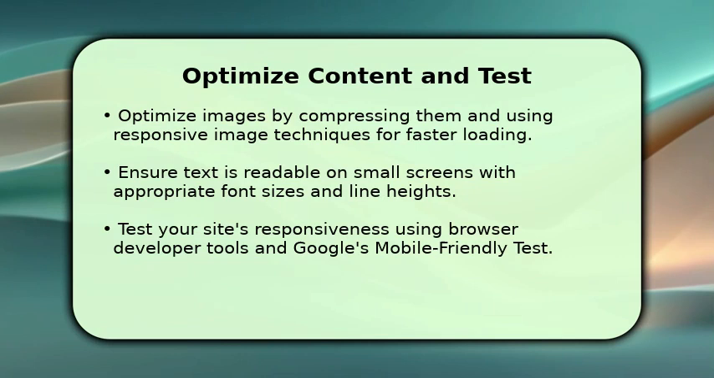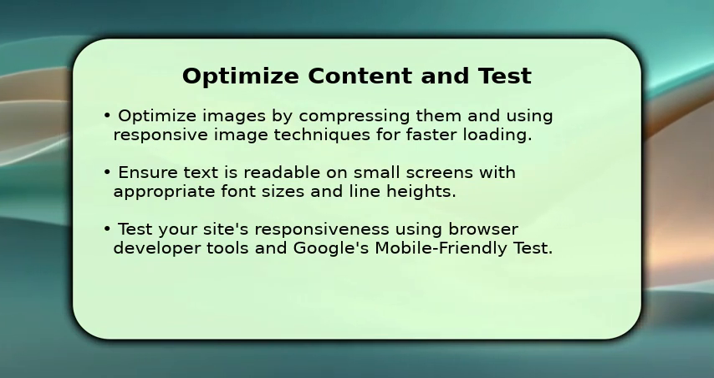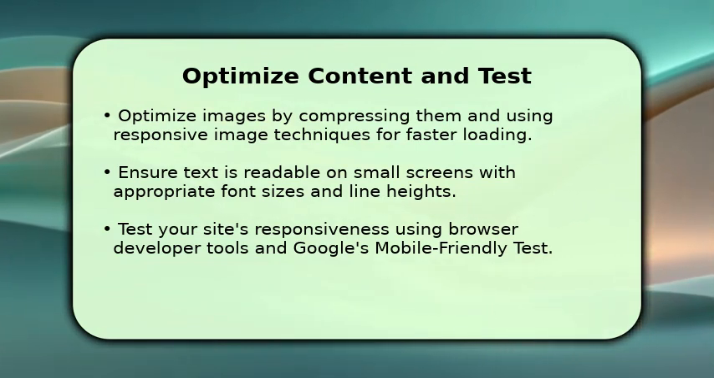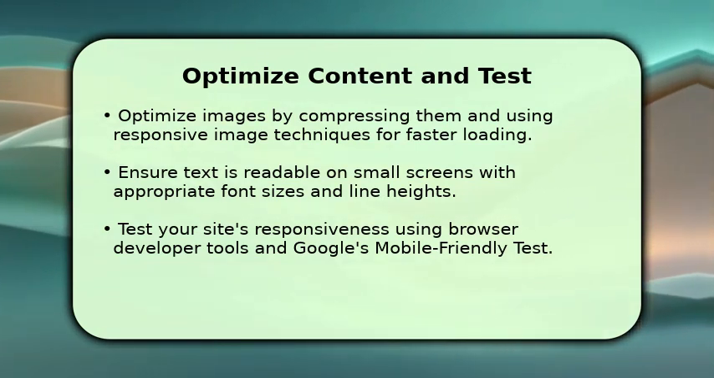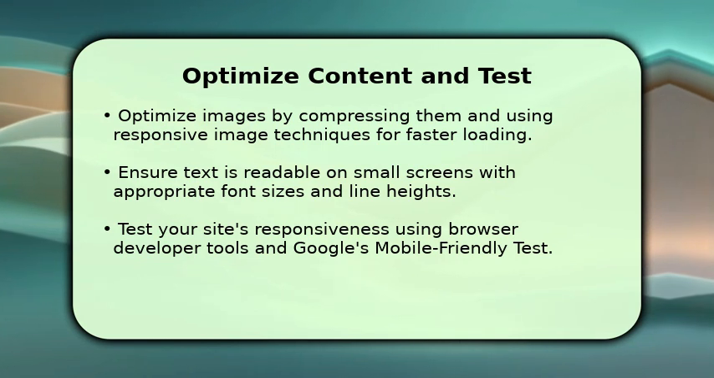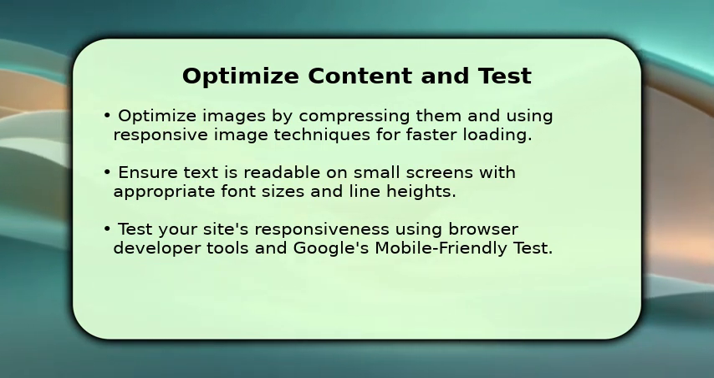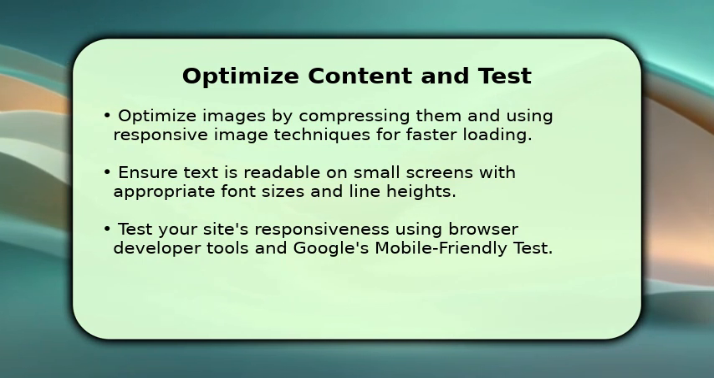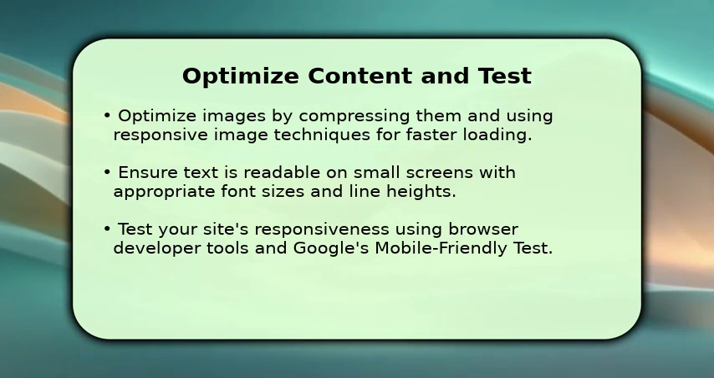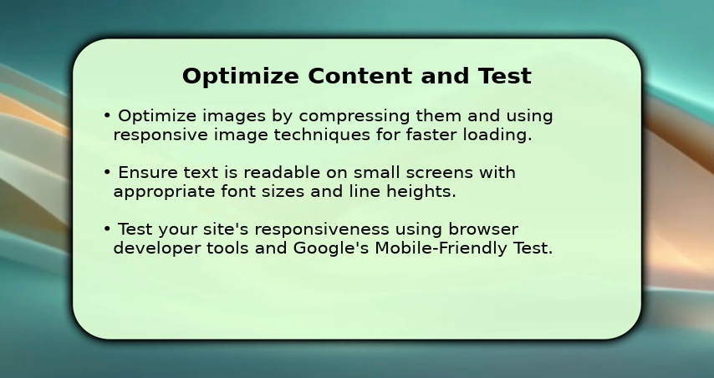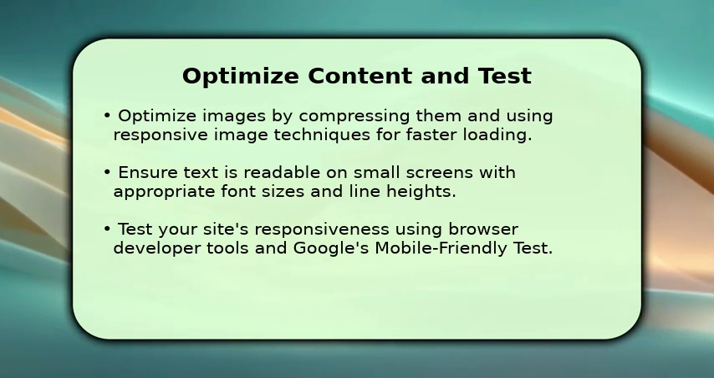Content optimization is key. Start by compressing your images. Tools can reduce file sizes by up to 80% without losing quality, significantly speeding up load times on mobile. Also, ensure your text is easily readable on smaller screens, using font sizes around 16 pixels for body text.